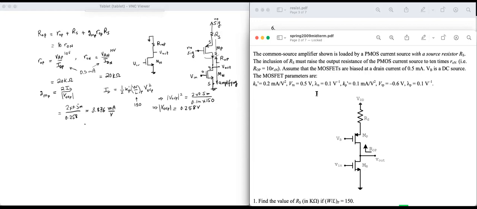So now I need to solve 200K. That's our big ROP, 10 RON. 200K is 20K plus the unknown RS plus 20 times 3.876 RS. Okay, now that's an easy equation to solve, and we can get the value of RS. 2.29 kilo ohms.